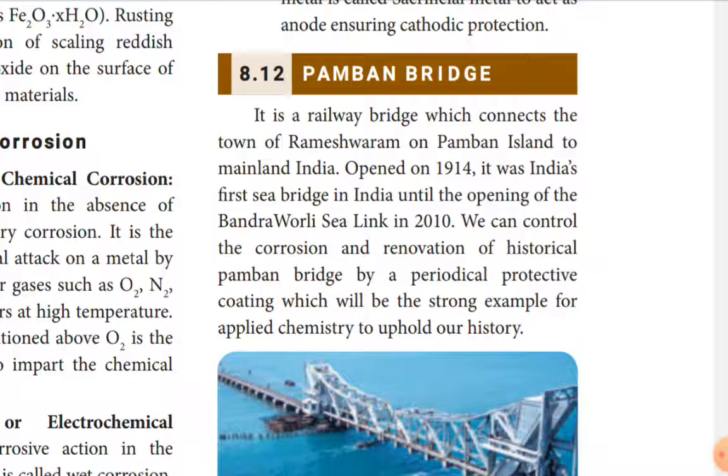So, the bridge is a very fine example of applied chemistry to protect the Pamban Bridge using periodic protective coating. Periodically, they are coating the bridge using the elements, using the protective layer. So this is one fine example of protection for preventing corrosion.